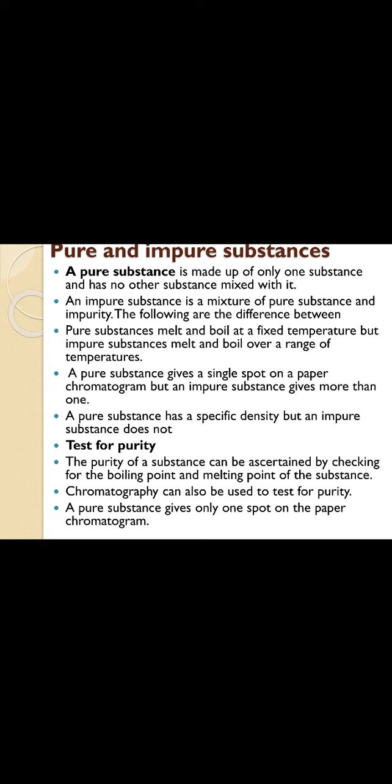Ethanol, for example, the boiling point for ethanol is 73 degrees Celsius. So if you boil ethanol and its boiling point varies, you realize that its boiling point is not at 73 degrees Celsius. That shows that the ethanol contains an impure substance. Any question on this?